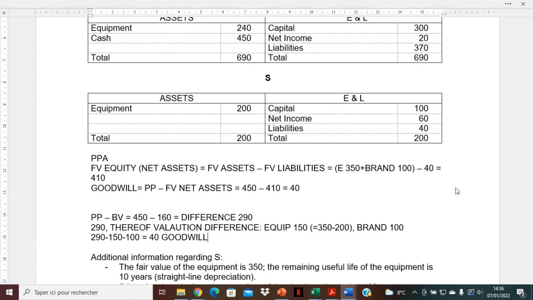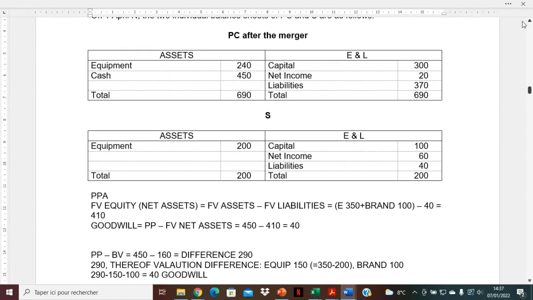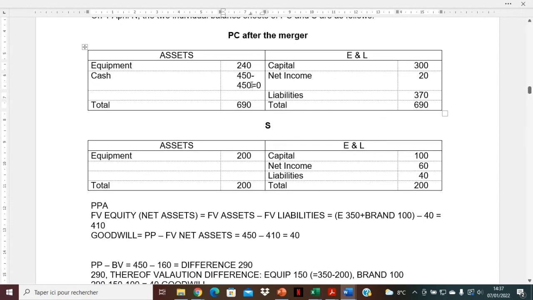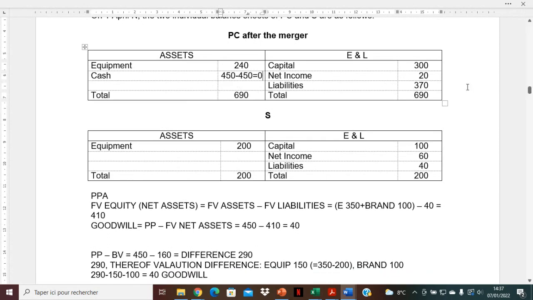Okay, so either way, it doesn't matter which method you use. We do have a goodwill, we have a brand name of 100, and we have equipment with a valuation difference. So this is the purchase price allocation. And now, since we know all this, we can prepare in the A case the balance sheet of PC after the merger, which means that the parent company now spends 450 to buy all the assets and all the liabilities of A, including the brand name, including goodwill, and so on.